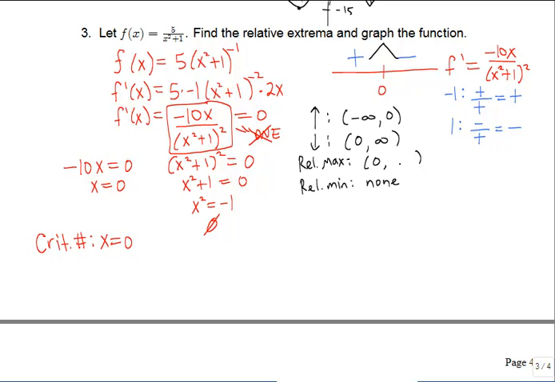To find your y values, you always go back to the original function. If I were to plug in 0, 5 over 0 plus 1 is just going to be 5. And that is also, by the way, a y-intercept right there. So I don't even need to bother trying to find the y-intercept. I already know what it is. So let's try plotting our points. The only point I know is 0, 5, and I know it's a max.